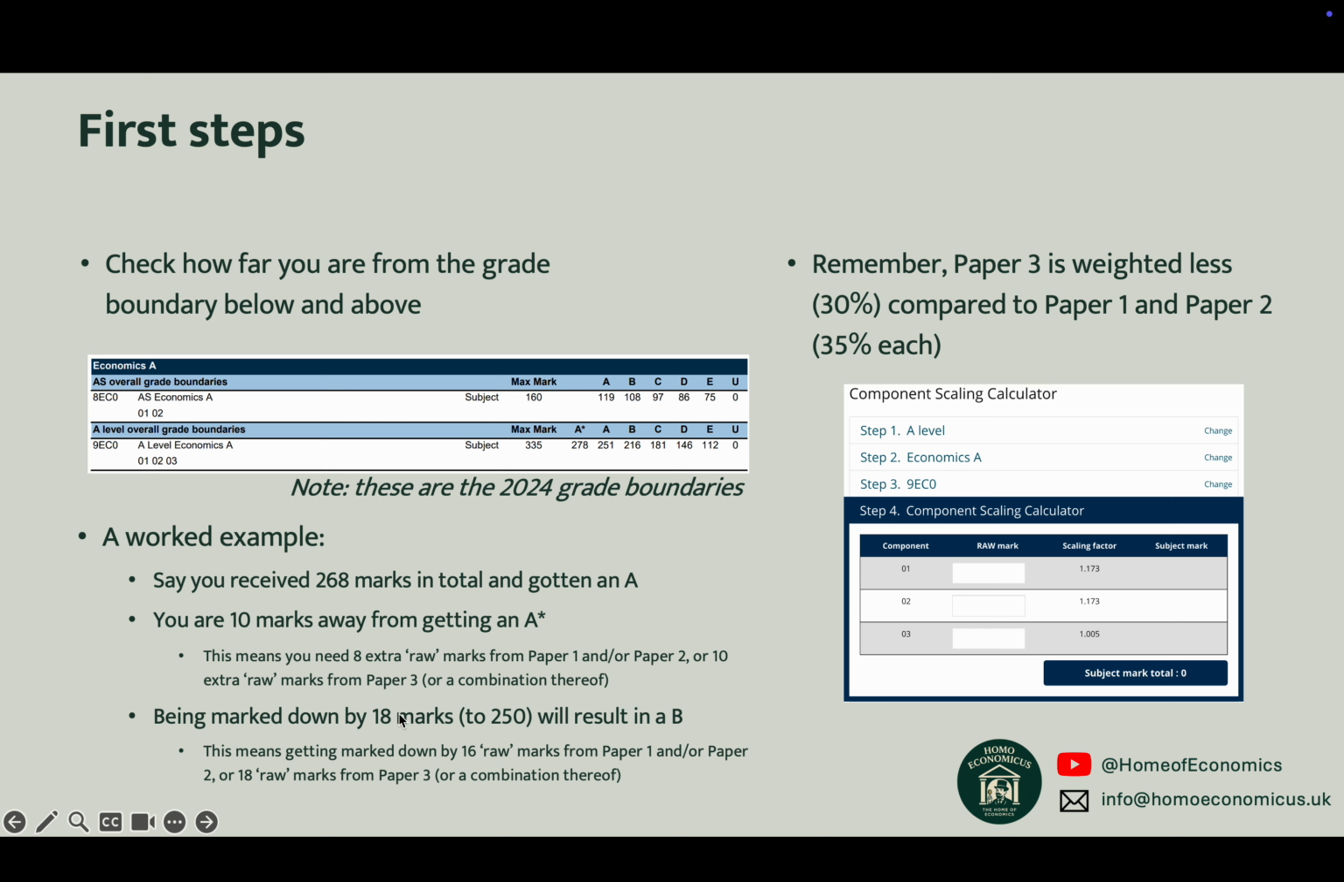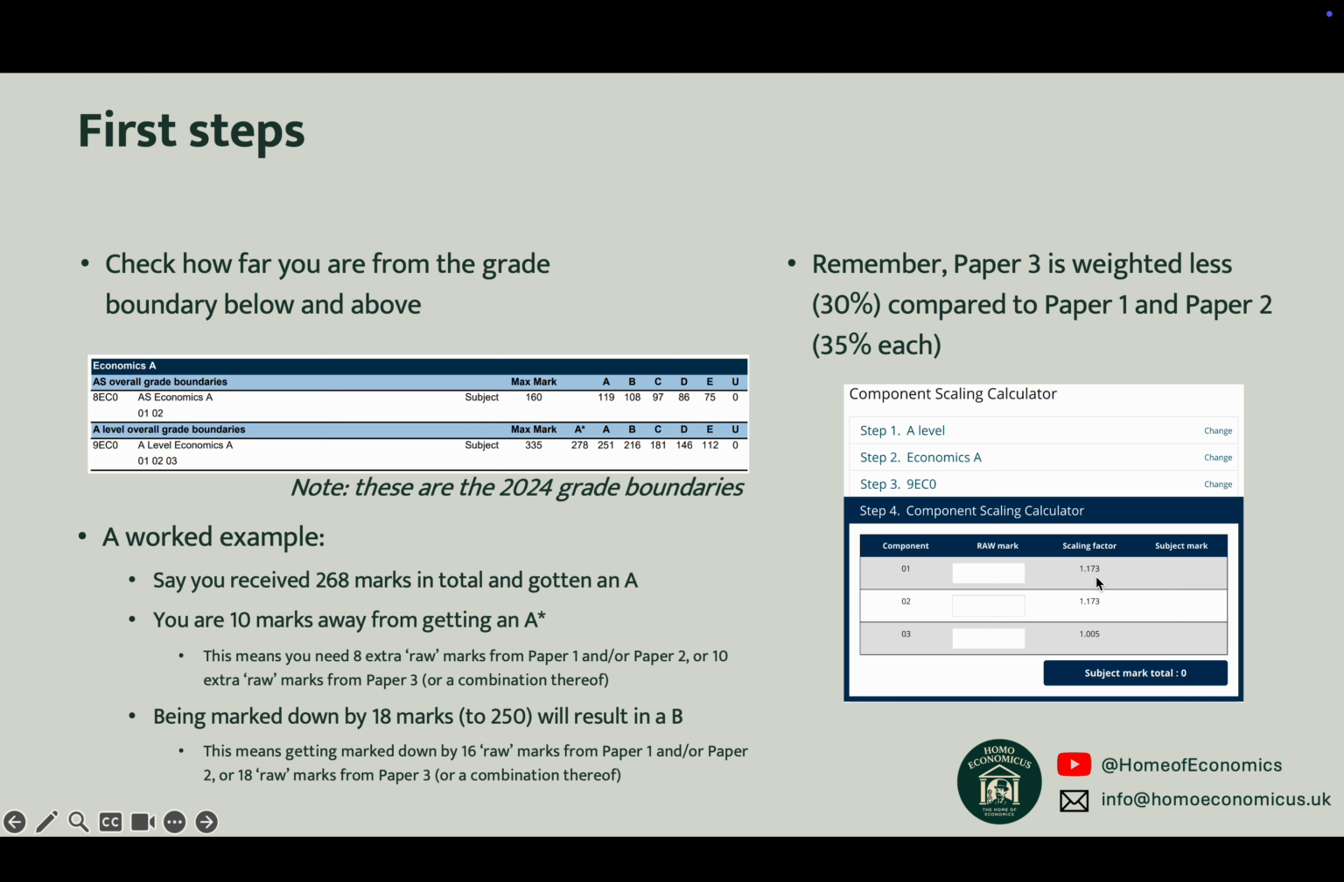Equally, you want to be thinking about how far you are from the grade boundary below, right? Because if you're at the bottom of grade A, you might get remarked into a B, because remarks can go up as well as down, right? So if you get dragged down to 250, that will bring you below the 251 threshold for an A, and therefore you'll get a B. So 268 minus 250 is 18. So equally, if it gets marked down by 18 marks, scaled mark that is, you will get a B instead.